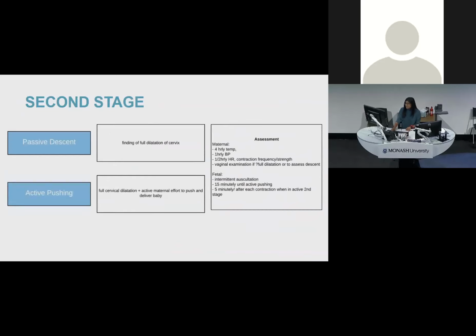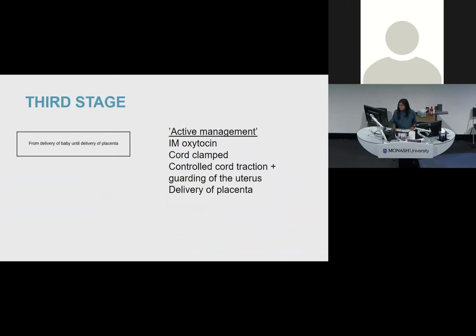The next thing is passive descent. So this is just the finding of full dilatation of the cervix and before active pushing actually happens, where there's an active maternal effort to push and deliver the baby, and mum will often tell you that she feels a strong urge to push. The third stage is from the delivery of the baby until the delivery of the placenta.